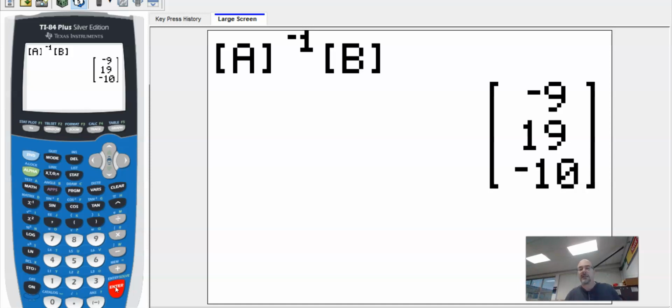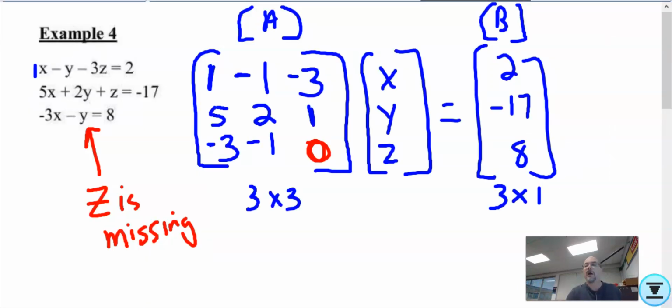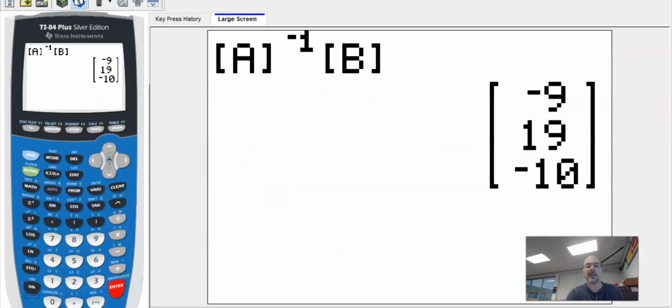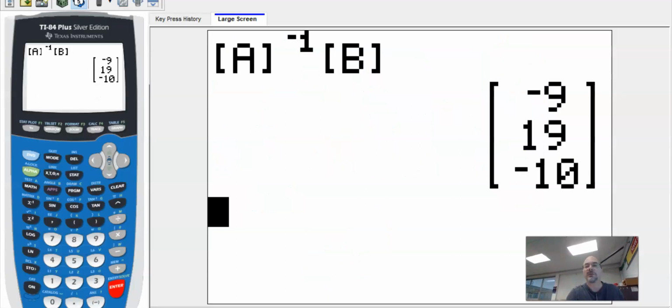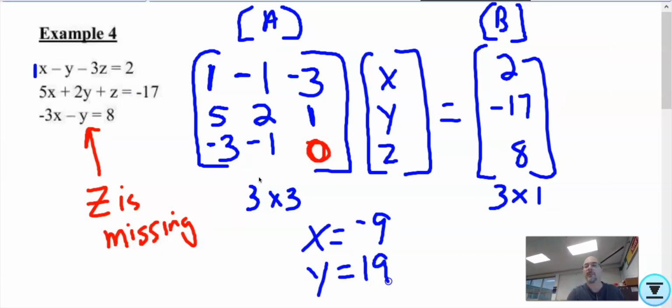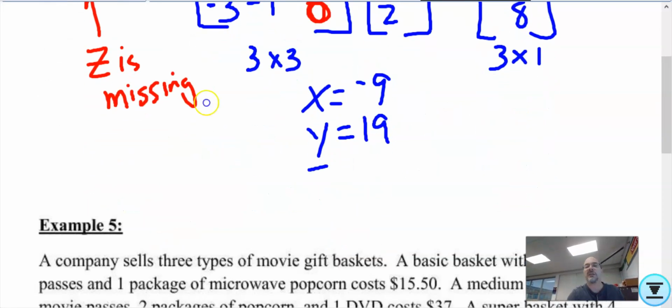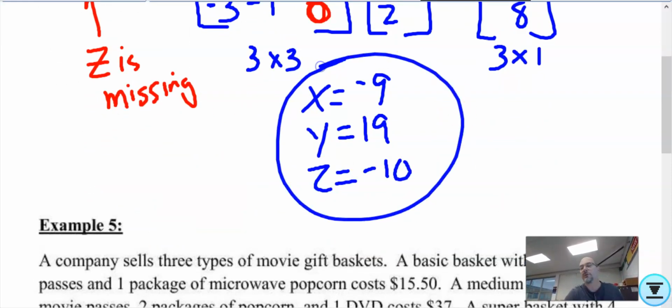-9, 19, and -10. All right, so this time, though, I'm going to say x equals -9, y equals 19, and z equals -10. Okay, don't write those as ordered pairs because they're not ordered pairs. Just write x equals, y equals, z equals, whatever they are.